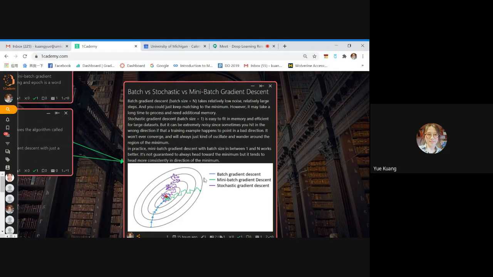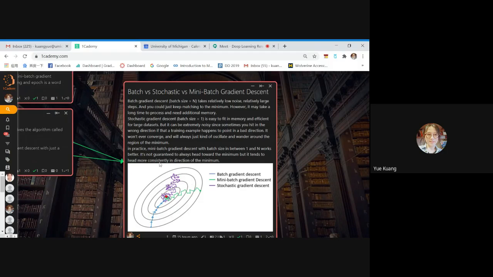While for the stochastic gradient descent, which we have just introduced, it has batch size 1. It is easy to fit in memory and efficient for large datasets. It is the purple line here. However, it can be extremely noisy since sometimes you go in the wrong direction if a training sample happens to point in a bad direction. So it won't ever converge and will always just oscillate and wander around the region of the minimum.